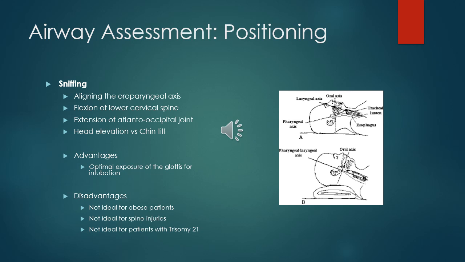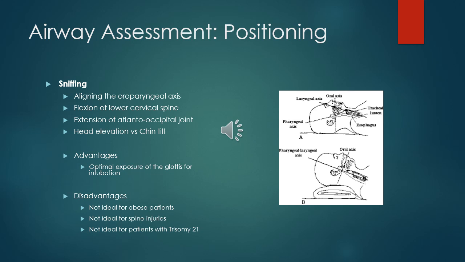Proper positioning of the patient can be the difference of a successful intubation or not, as well as being a critical component of mask ventilation. So the goal is to have the patient as close to the classic sniffing position as possible, which is intended to align the oropharyngeal axis.